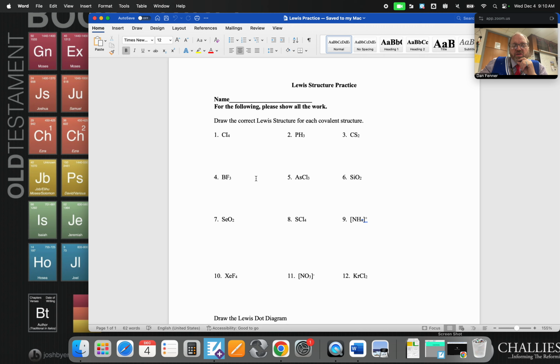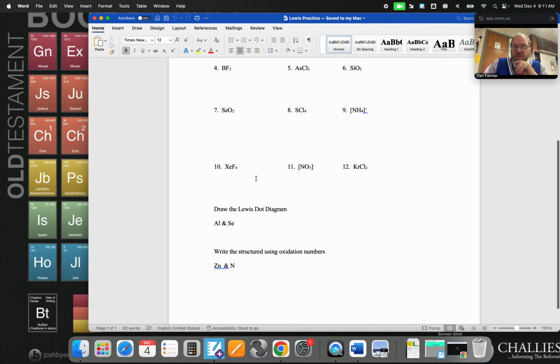SCl4 sulfur tetrachloride, [NH4]+, I put the brackets there so you don't forget, that's called ammonium, XeF4 xenon tetrafluoride, again [NO3]-, I put the brackets so you don't forget, that's called nitrate, and KrCl2 krypton dichloride.